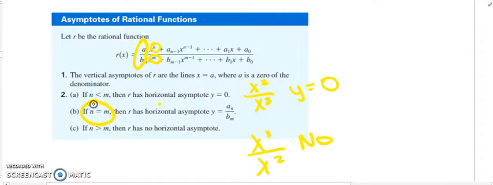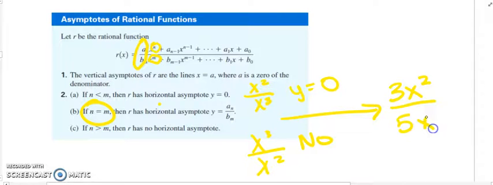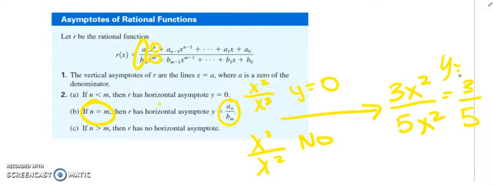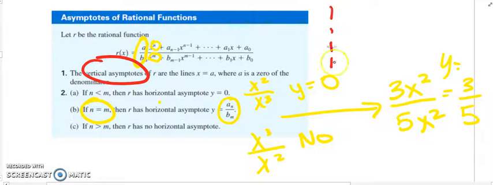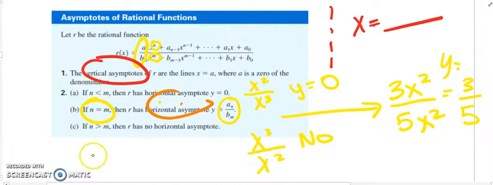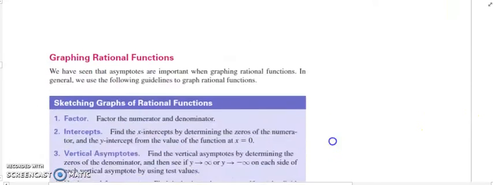And if they are the same, like 3x squared over 5x squared, my degrees are the same, then it is the ratio of those coefficients. So my asymptote is going to be at y equals 3/5. Okay, so we're going to do this. Make sure you remember your asymptotes. A vertical asymptote is going to look like x equals a number. Your horizontal asymptote is going to be y equals a number. So make sure you use correct form there.